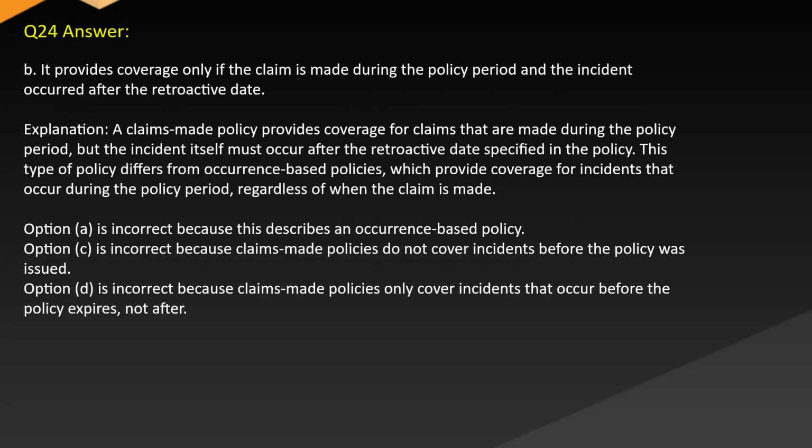Answer: B. It provides coverage only if the claim is made during the policy period and the incident occurred after the retroactive date. Explanation: a claims-made policy provides coverage for claims that are made during the policy period, but the incident itself must occur after the retroactive date specified in the policy. This type of policy differs from occurrence-based policies, which provide coverage for incidents that occur during the policy period, regardless of when the claim is made.